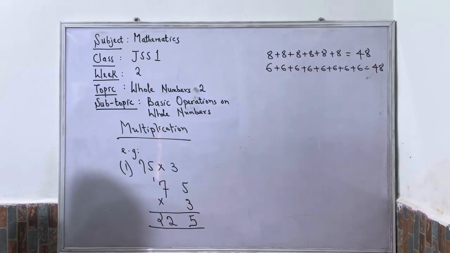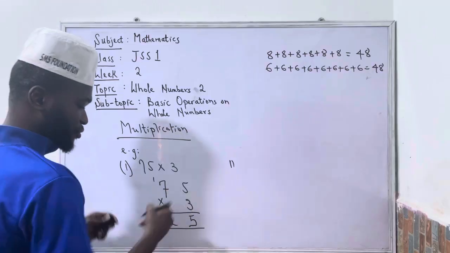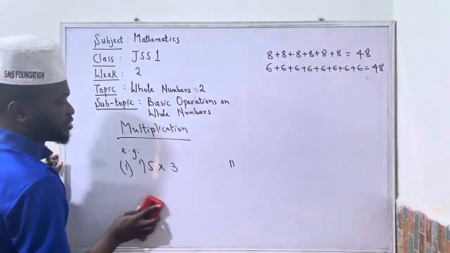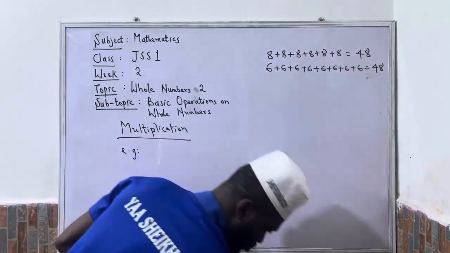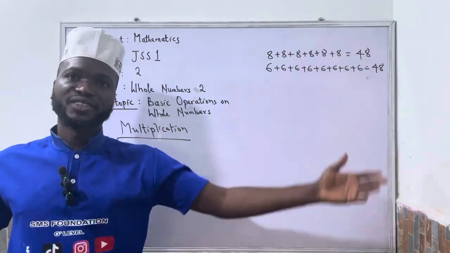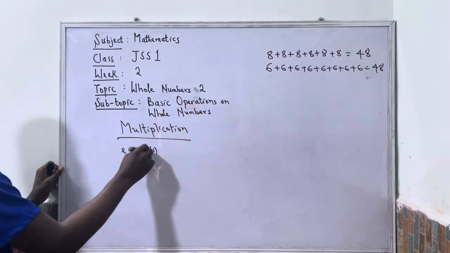Very good. Now, we can have two digits against two digits. So this is where it gets more interesting. Two digits against two digits, that one is called long multiplication. But if you have three digits against three digits, long multiplication. Let's see a good example.